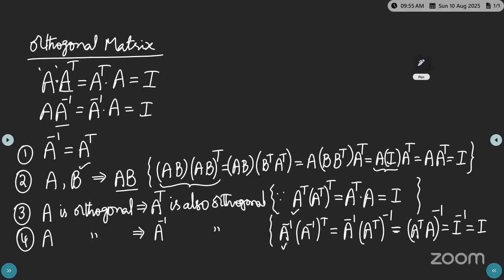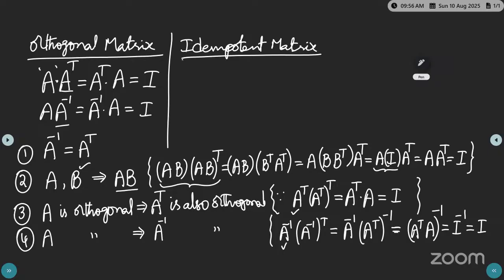Right, next idempotent matrix, I told you, right? Write it. Those who haven't written, write it. Idempotent matrix. What is idempotent matrix? A square matrix capital A is said to be idempotent matrix if A square equals to capital A.